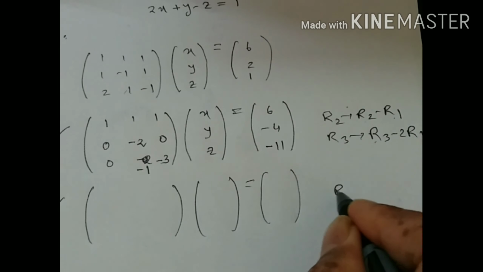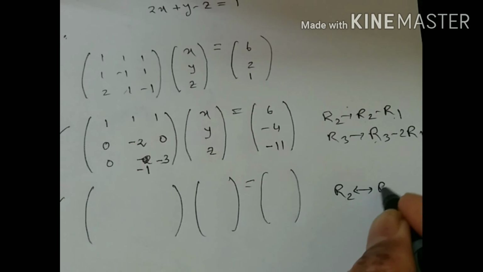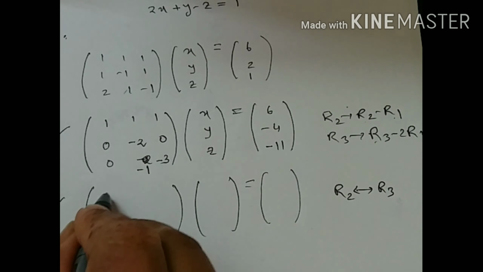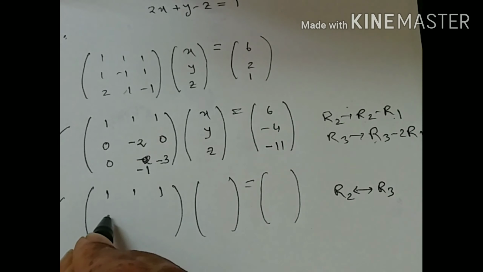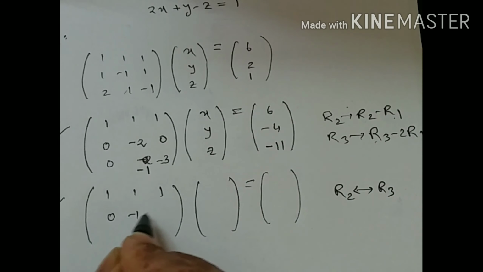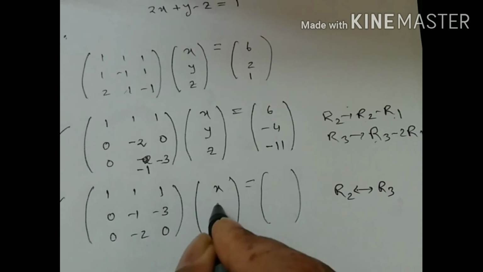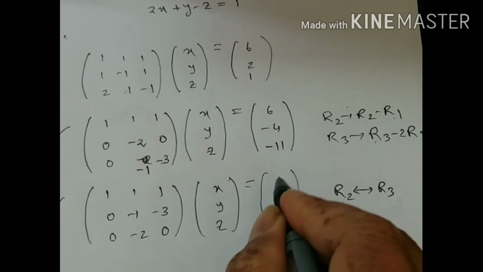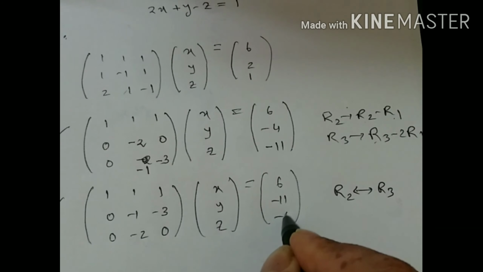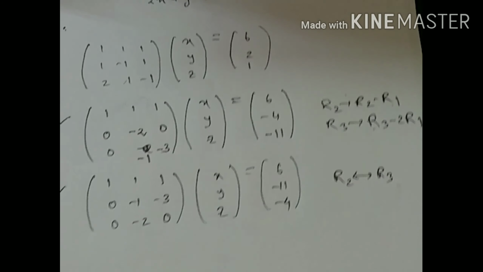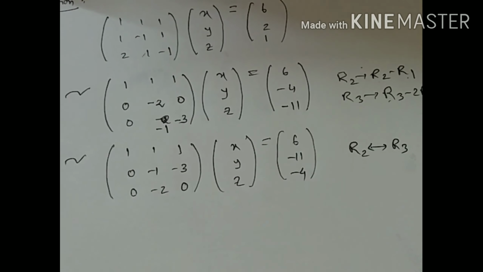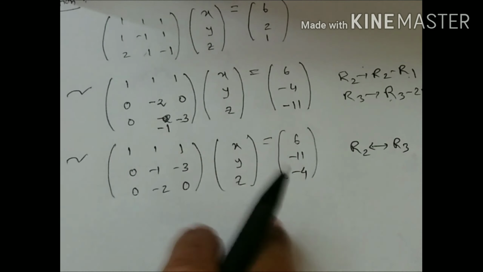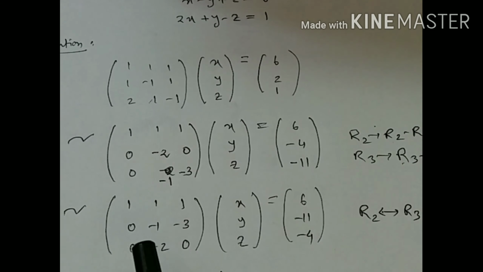So we are interchanging R2 to R3 and R3 to R2. This is same. 0, minus 1, minus 3, 0, minus 2, 0, and this remains same. 6, minus 11, minus 4. So this is an equivalent matrix. The given system of equations is equivalent to the following equations.